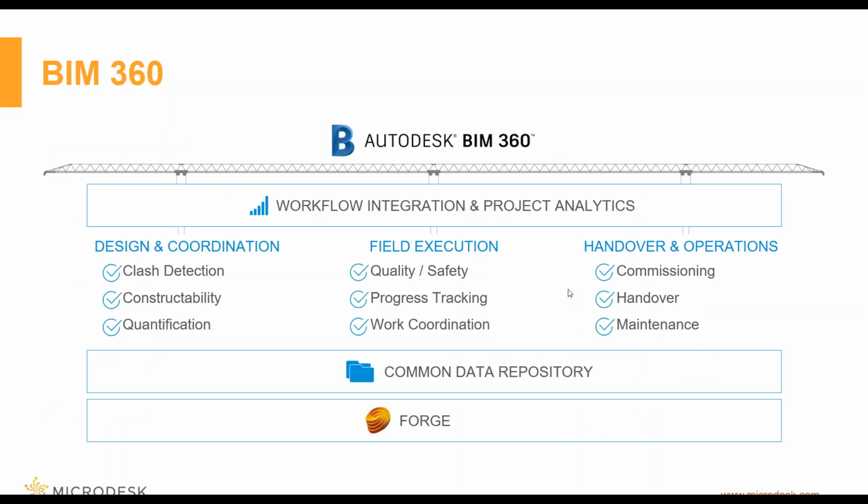So what is BIM 360? BIM 360 is Autodesk's cloud suite of tools that are focused specifically on the design through construction workflow. They're going to cover a lot of different bases, things like clash detection, working on quantification, doing field execution for safety, tracking work, commissioning, handover, and it's always a work in progress.